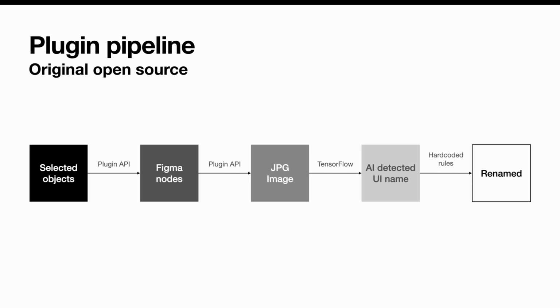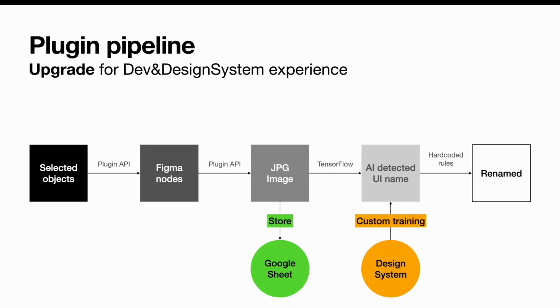Here's a quick overview of the pipeline, and I decided to contribute to this open source by adding two new features to enhance this simple yet powerful workflow. One is the ability to replace the AI model with a custom-trained model based on each company's design system. And second is the ability to export data to Google Sheets. With these updates, designers can automatically rename layers or groups using familiar names from their design systems. On the other hand, design system teams can automate their user researches.